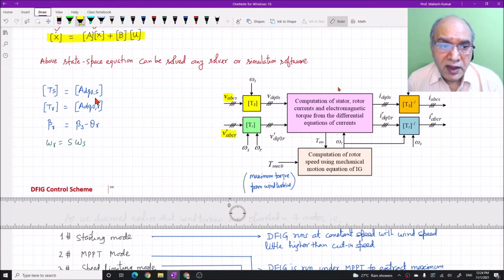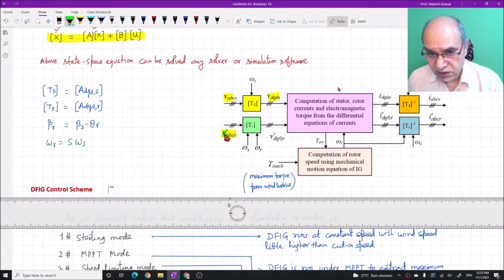It transforms ABC quantities of the stator to the dq0 quantities of the stator. So with this transformation, we will get Vdq0s. Similarly, with the help of TR, which is Adq0r, we will transform Vabcr to Vdq0r. So Vabcr dash is transformed to Vdq0r dash. And these are the inputs, omega s and omega r.